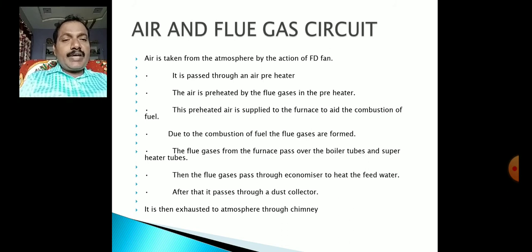That steam is wet steam. So that wet steam coming out is superheated and converted into superheated steam, which is directed towards the turbine. And the flue gases are utilized by these superheater tubes. So that is the advantage.